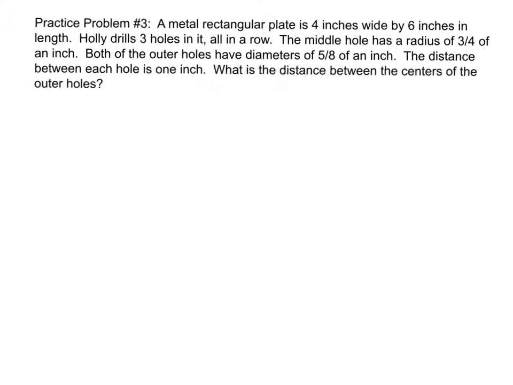There's no way that I would go through and do a problem like this without drawing a picture of it first. So I'm going to sketch a picture of what this might look like. She has a metal rectangular plate that's 4 by 6. I'm not going to draw the plate, but I am going to draw the 3 different holes. It says the middle hole has a radius of 3/4 of an inch. So I'm going to draw a big circle here, and that would be the middle hole, and then both of the outer holes have diameters of 5/8 of an inch. So here are the outer holes right here.